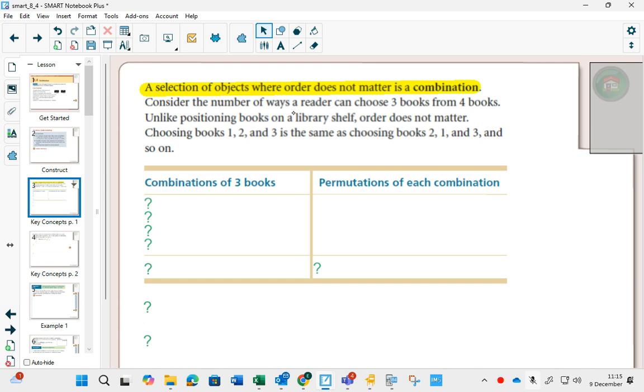You get to choose 3 books from 4 books for your English class, from the library here. You have to read all 3. Well, if you choose books 1, 2, and 3, and then you say, no, I'm going to change my mind, I'm going to read books 3, 2, and 1, you're like, those are the same 3 books. The order doesn't matter here. You're still winning those 3 books, right?